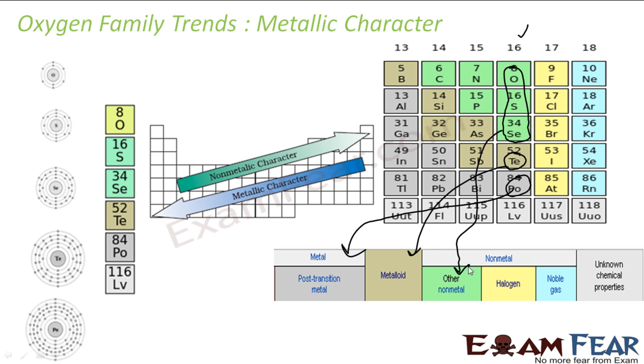In fact, for selenium there is a debate. Some books classify selenium as a metalloid also. So if you go down the group, the metallic character is increasing. These were non-metal, then metalloid, and then we got metal.